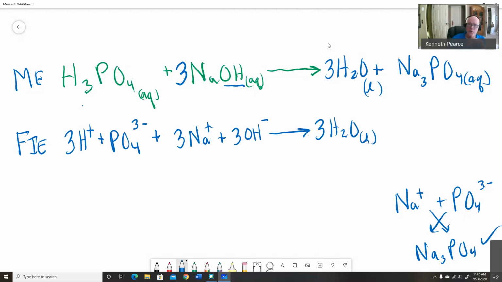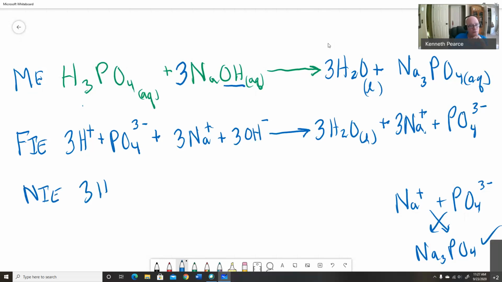Remember, liquids, solids, and gases, you don't break apart. And so we have the 3 sodiums on our soluble sodium phosphate, a soluble salt. And, of course, the phosphate is still 3 minus. And we can go ahead and write out our net ionic, easy peasy, because it's 3 hydrogens from the H3PO4 plus the 3 hydroxides from the 3 sodium hydroxides, which gives us the 3 waters. And of course, everything else is a spectator.